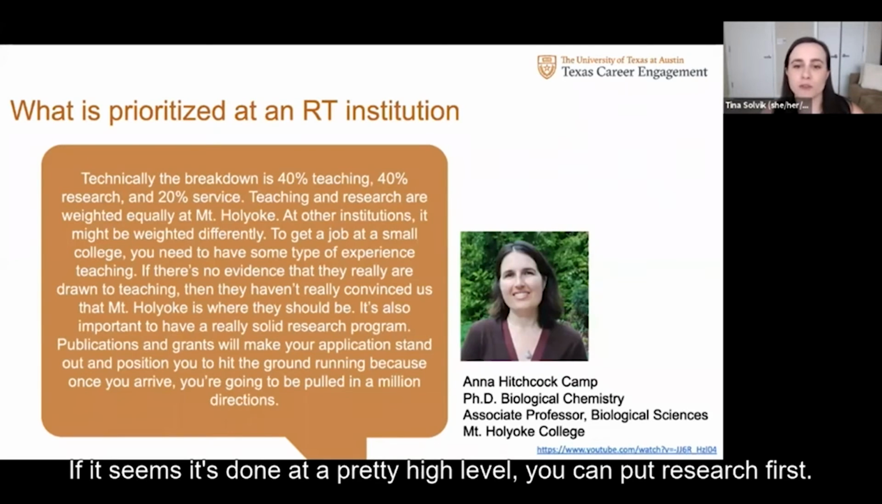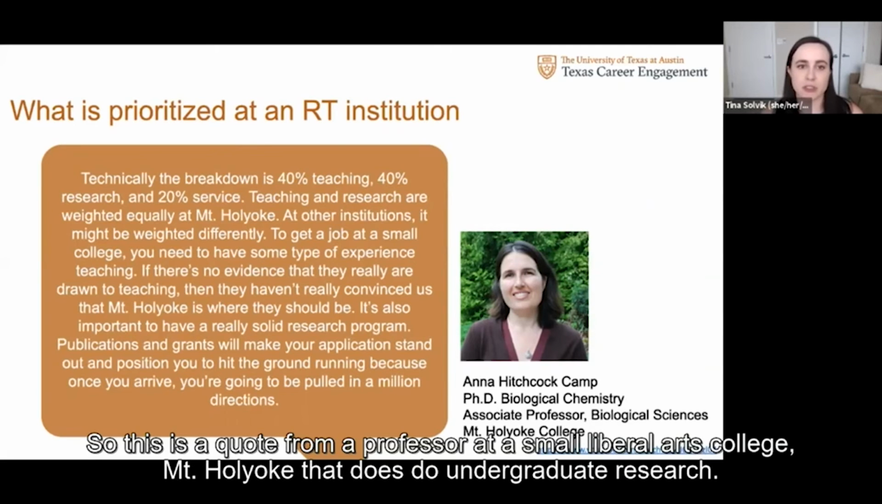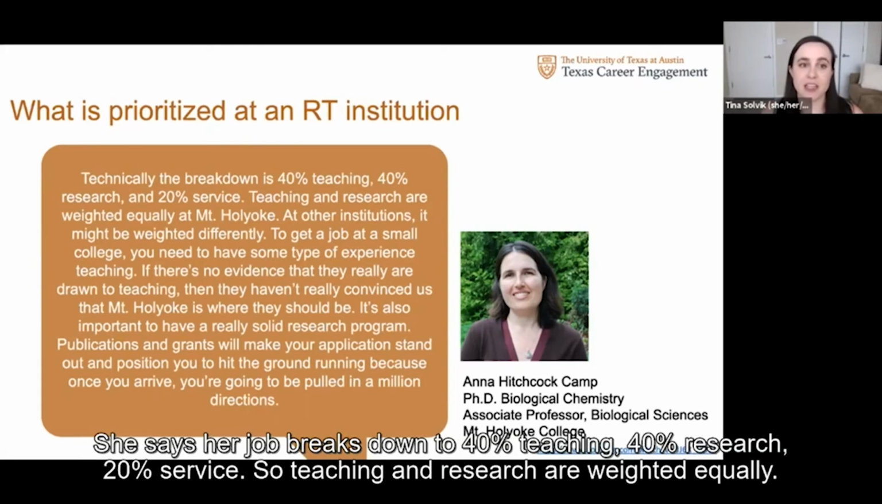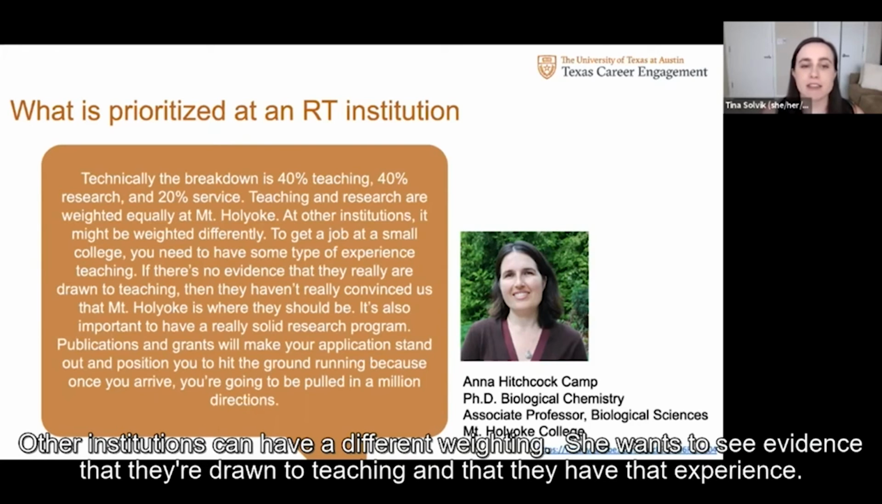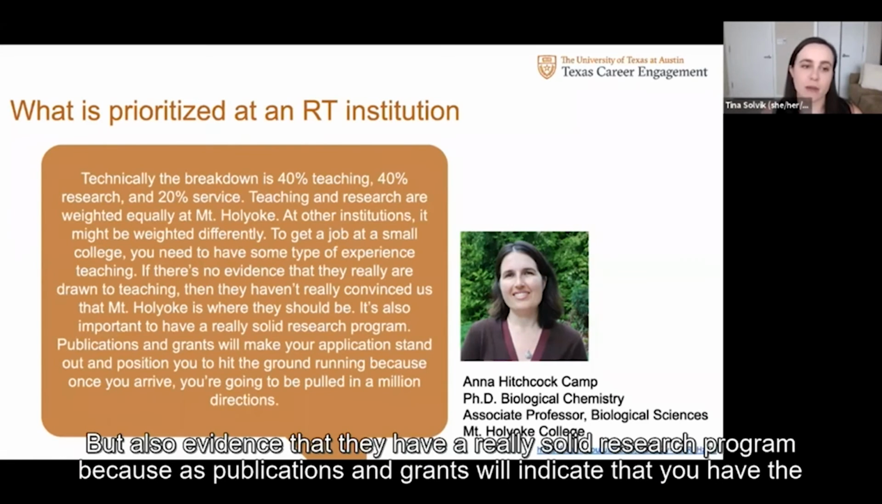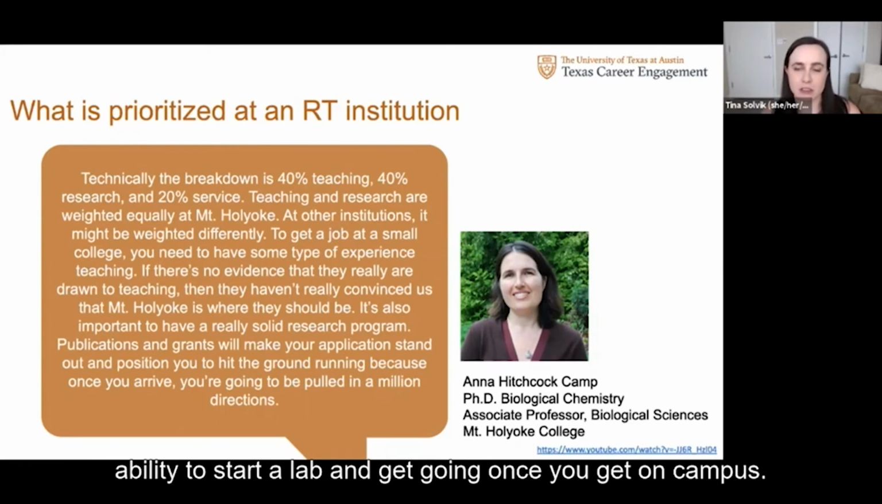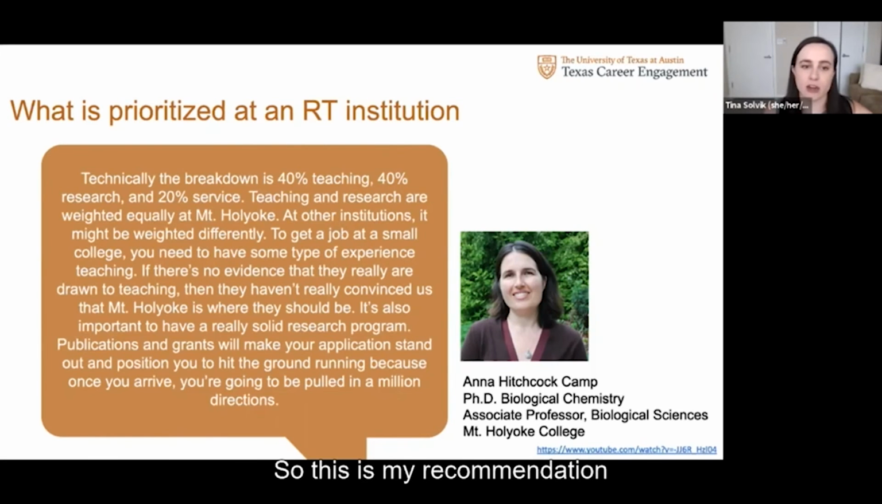So this is a quote from a professor at a small liberal arts college, Mount Holyoke, that does do undergraduate research. She says that her job breaks down to 40% teaching, 40% research, and 20% service. So teaching and research are weighted equally, but other institutions can have a different weighting. She wants to see evidence that they're drawn to teaching and that they have that experience, but also evidence that they have a really solid research program, because those publications and grants will indicate that you have the ability to start a lab and get going once you get on campus.